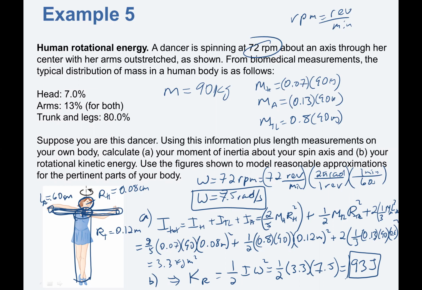That means this is the rotational kinetic energy of the dancer as she's spinning at 72 RPM through her center with arms outstretched. If you bring your arms closer, you have less moment of inertia because your arms are no longer contributing to it. And obviously, then you're going to have less kinetic energy for that particular case.